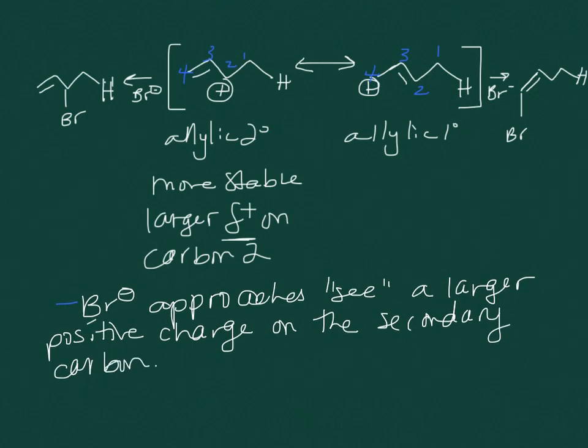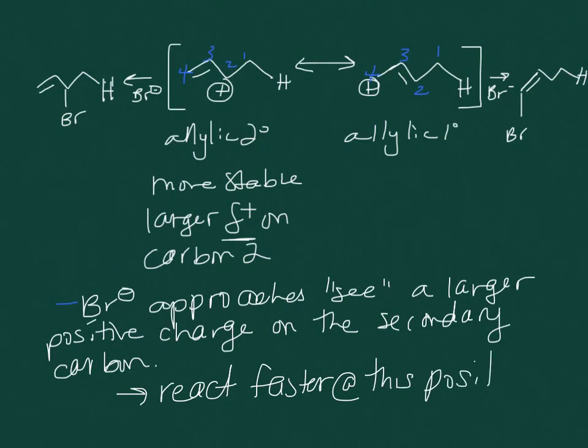Because it sees a larger positive charge on the secondary carbon, it will react faster at this position. That is why this makes 3-bromo-1-butene.